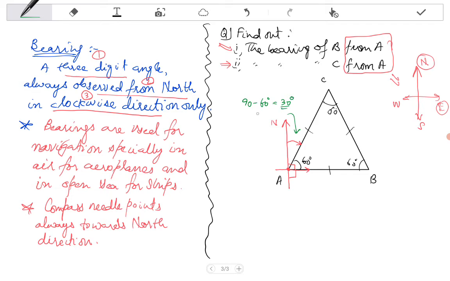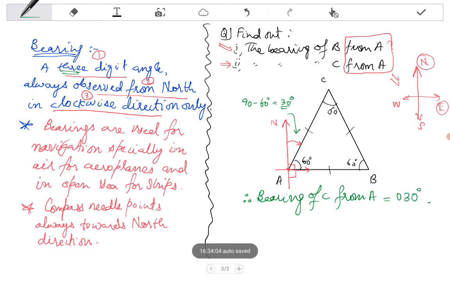But you do not state your answer finally as this, because I told you earlier it should be in three figures. So you can write bearing of C from A equals 030 degrees. If you do not have complete three figures, you have to insert zeros earlier. If it is 5 degrees, you should write 005 degrees. But identification of the angle is a must.